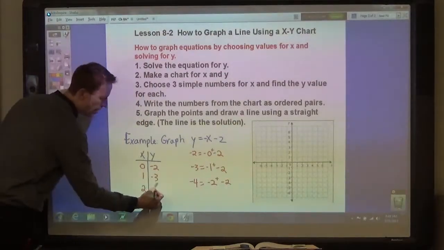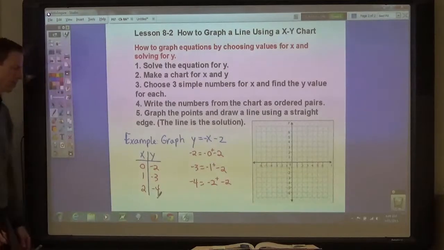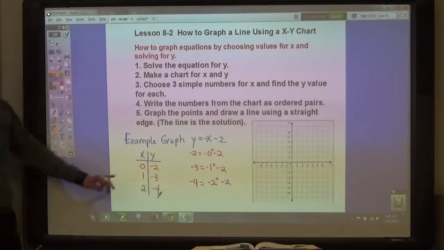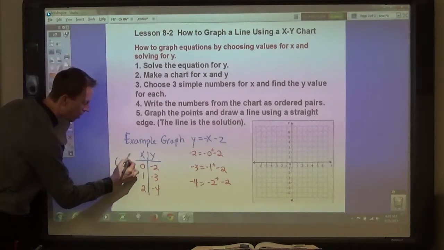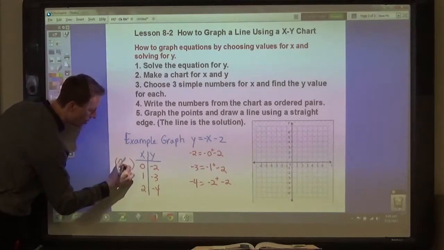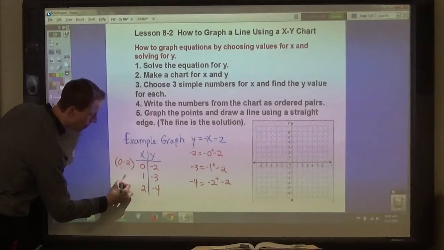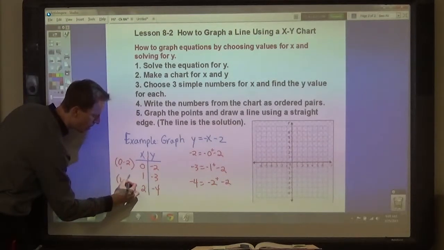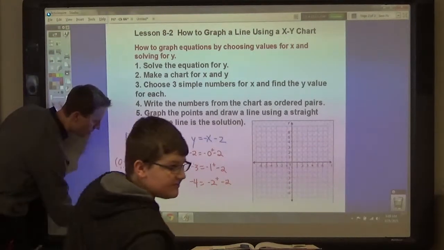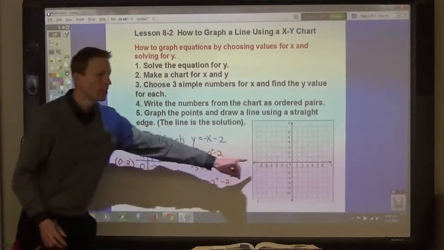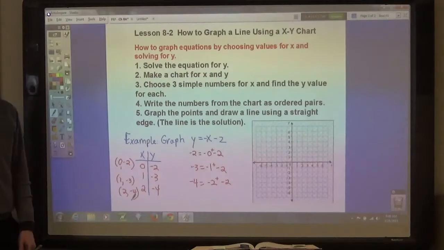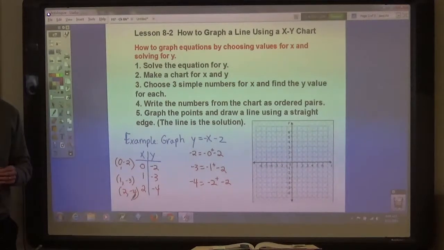So we want -4 right here. And now we have numbers, and we have points on a graph. 0, -2, 1, -3, 2, -4. Now we can put those numbers on this graph and mark those points. Okay? So go ahead and do that in your notes right now.